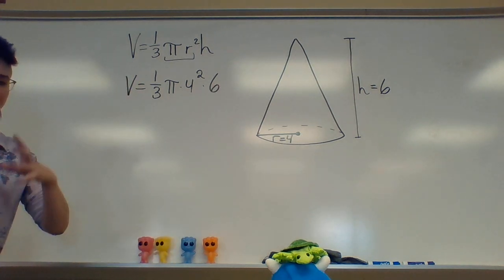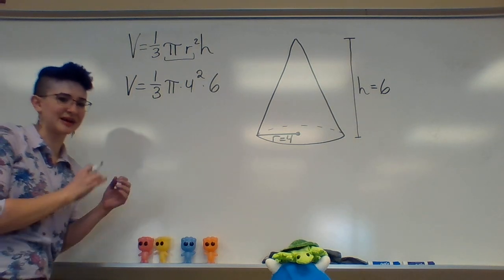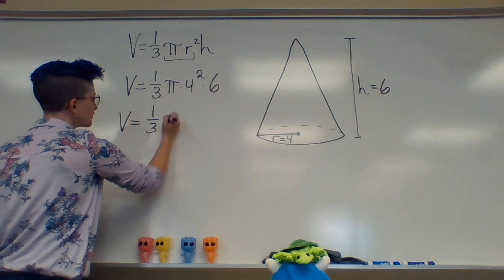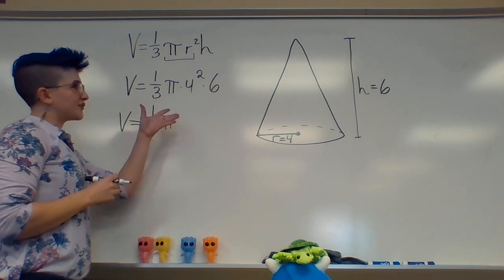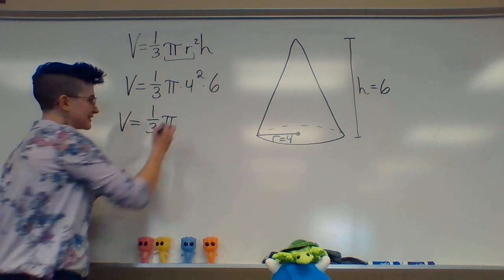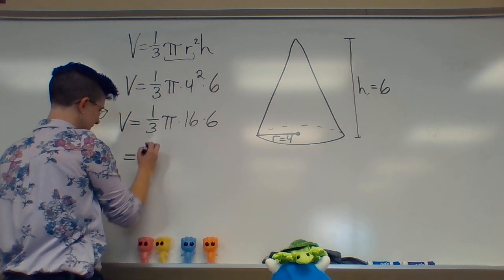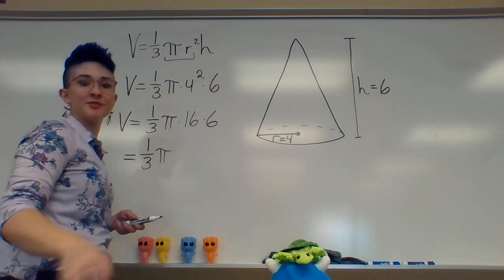So first things first, I like to do all of the arithmetic, the multiplication first, before we start tackling pi and the fraction. It's really up to you. However you like to solve these things, go for it. This is just my preference. So 4 times 4 is 16 times 6. Again, if you can do this without a calculator, I am impressed.